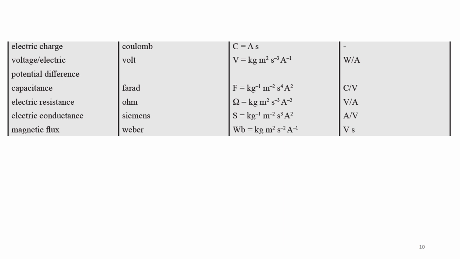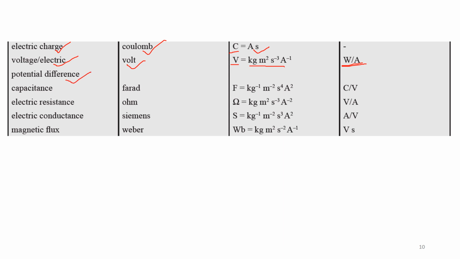Next, electric charge is coulomb, capital C, which is A into S, where A is ampere. Voltage or electric potential is denoted by volt, V. You can see here kg meter square per second cube per ampere, and it is also denoted by watt per ampere.